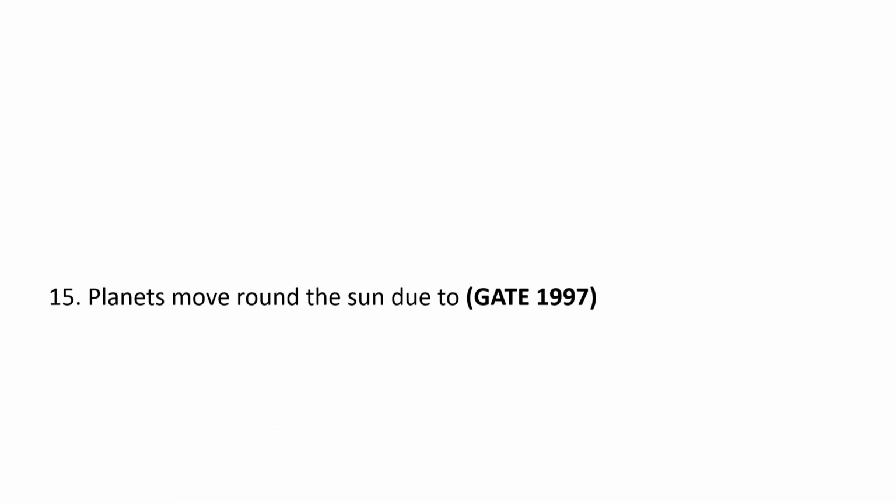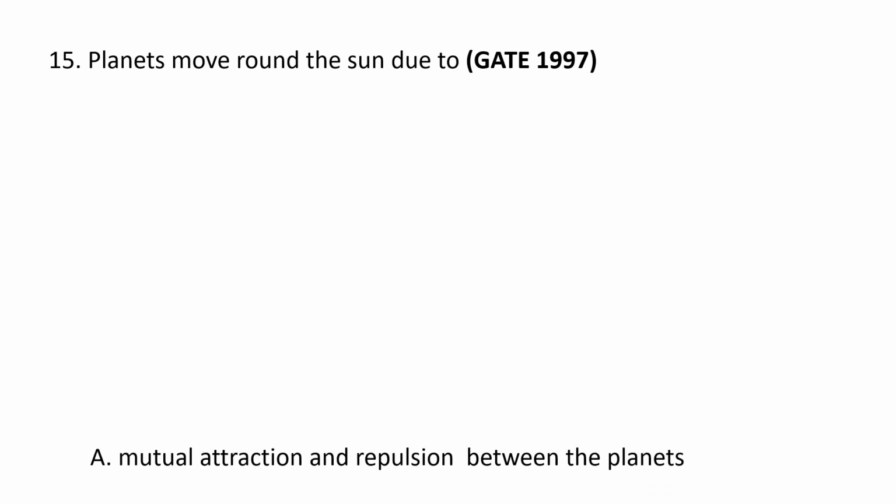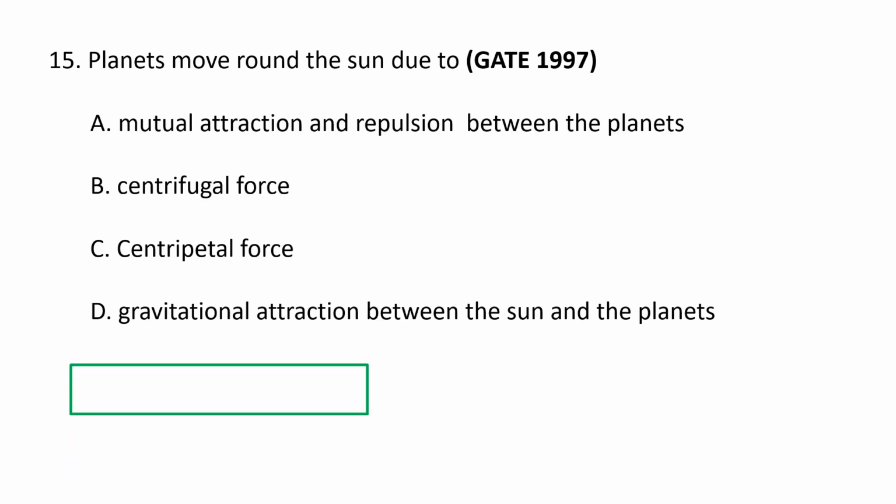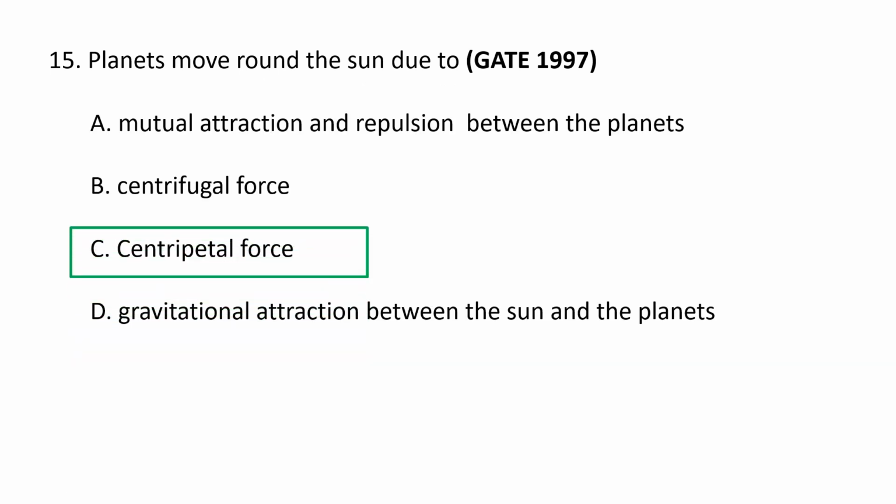Next question. Planets move around the sun due to: A. Mutual attraction and repulsion between the planets, B. Centrifugal force, C. Centripetal force, D. Gravitational attraction between the sun and the planets. The correct option is centripetal force. A planet moves around the sun in a circular path, keeping the sun at the center of the circle. So the gravitational force of attraction between the sun and the planet acts like a centripetal force towards the center where the sun is present.